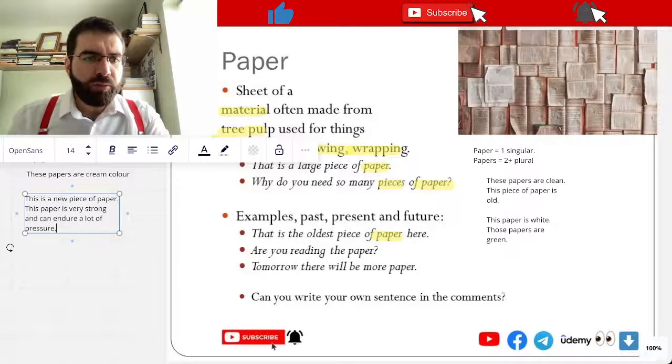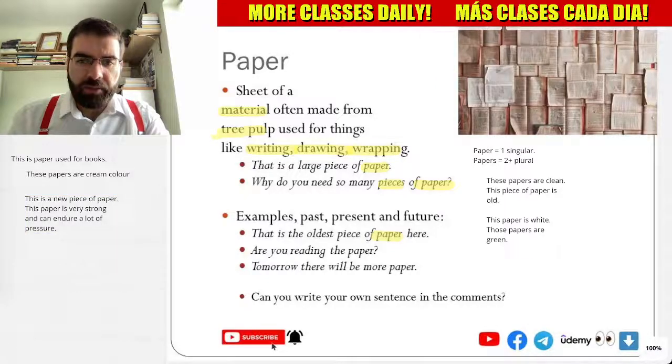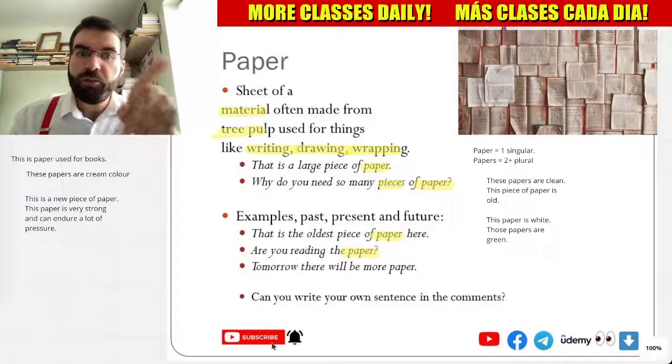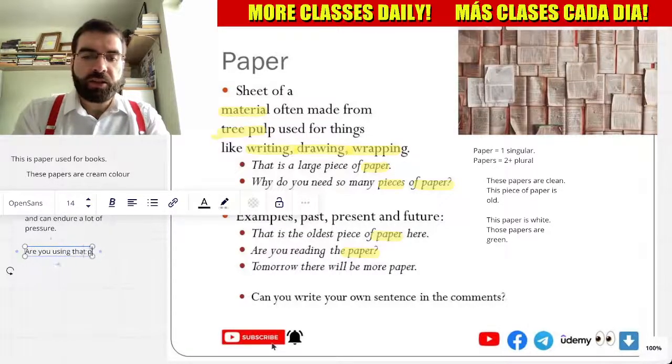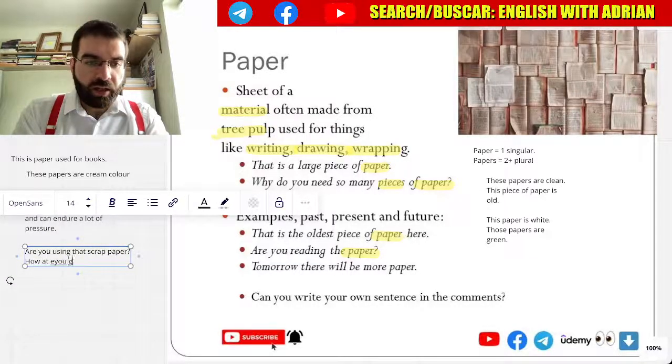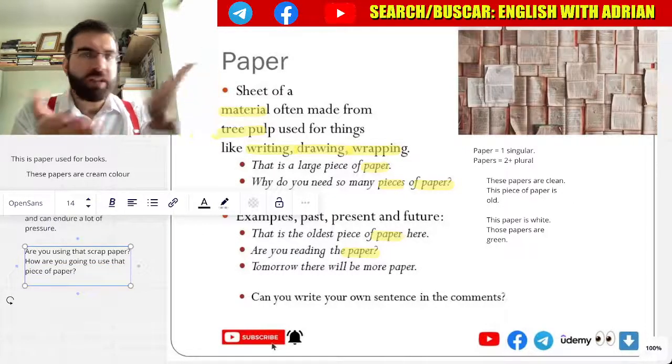And are you reading the paper, as in the newspaper? Are you reading that piece of paper? Are you using that scrap paper? How are you going to use that piece of paper?